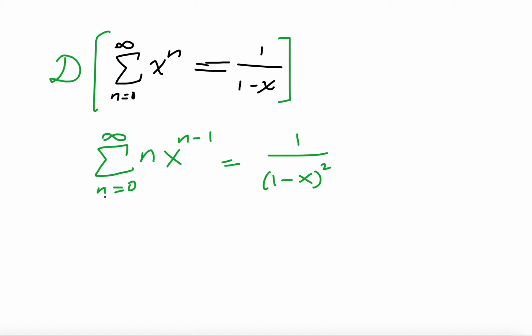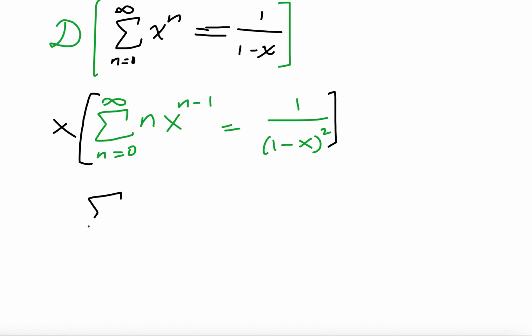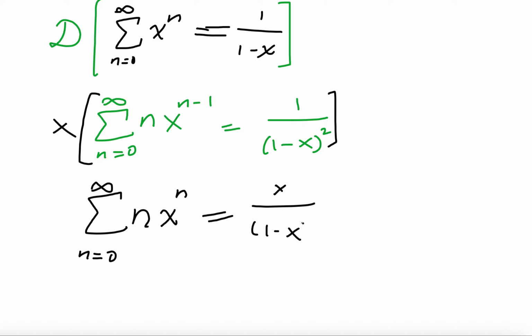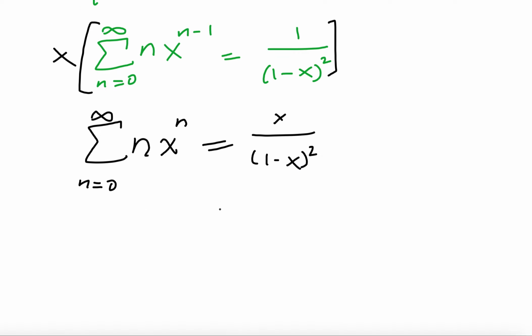Well, since this summation only depends on the argument n, we can multiply the whole thing by x. And so we get the sum of n going from 0 to infinity of nx to the n, which is the sequence 0, 1, 2, 3 onwards, is going to be x over (1 minus x) quantity squared. And that's really cool. So that's just an example of manipulating the series.